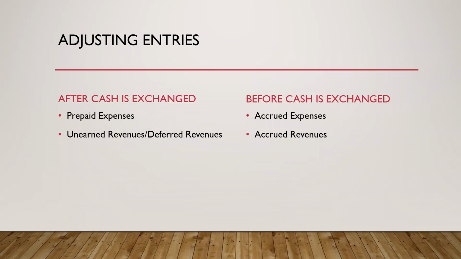So there are four types of adjusting entries, and we can group them together based on when cash is actually exchanged. When the transaction happens after cash is exchanged, then we're dealing with prepaid expenses and unearned revenues, also called deferred revenues. So in this case, we're looking at cash happening first, then the transaction happens. With the other two adjusting entries, those adjusting entries occur before cash is exchanged. So this time the adjusting entries happen and then the cash happens.